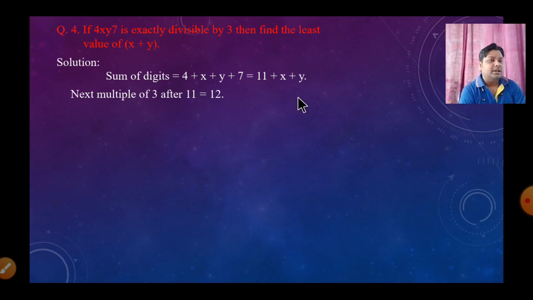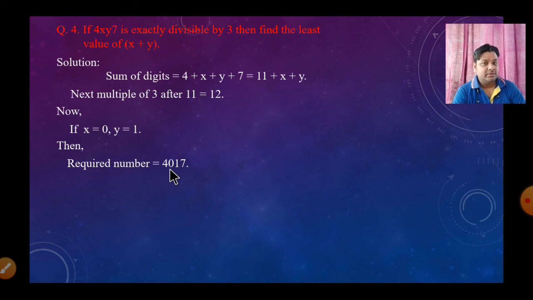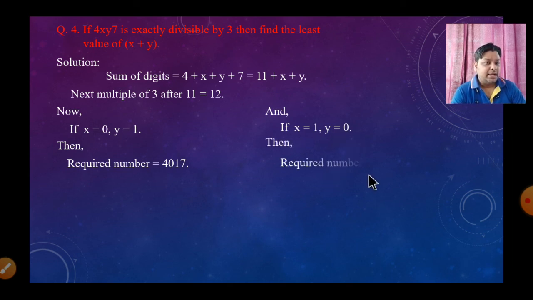So the next multiple of 3 after 11 is 12. It means 1 is increasing, but here there are 2 numbers. If 1 is increasing, and we know that if we add 1 and 0, it means if we take the value of x as 0 and y as 1, okay, then the required number will be 4017, and it is divisible by 3. You can see 4 plus 1 plus 7 plus 0 is 12. It is divisible by 3. It means we can put the value of x as 0 and the value of y as 1, but we can interchange it also. It means if we write x is equal to 1 and y is equal to 0, then in that case you will get a number which is also divisible by 3.